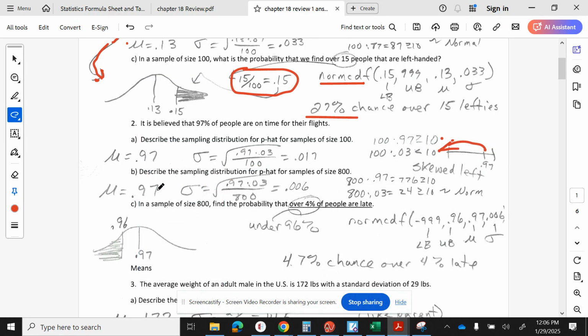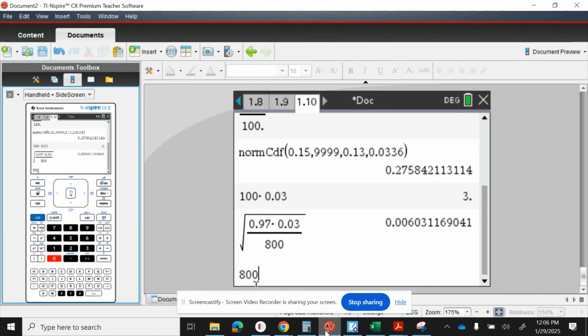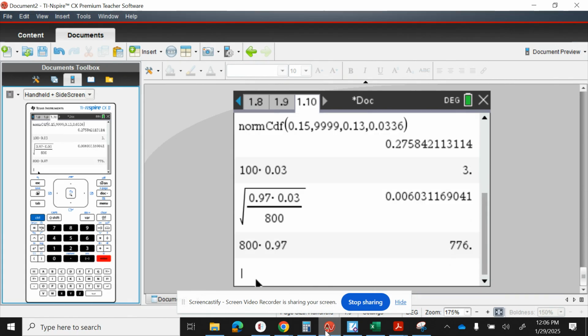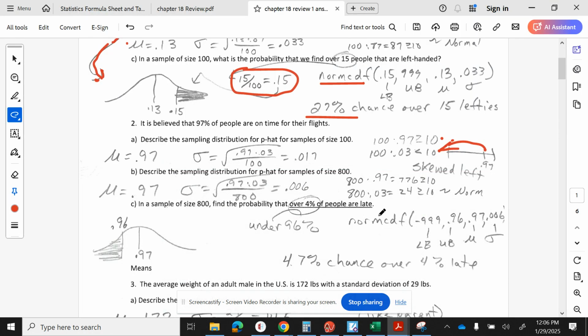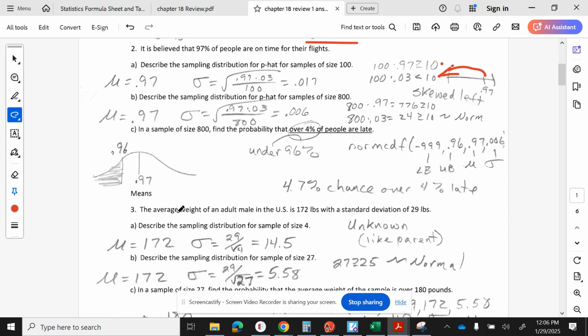Our mean is still 0.97. That's the center. Our standard deviation, show the work, 0.006. 800, we'll do the work on that. 800 times 0.97 is enough successes. 800 times 0.03 is enough failures. Both are bigger than 10, so it's nearly normal. That's good. We can go to the curve. 0.97 is the middle of our curve.